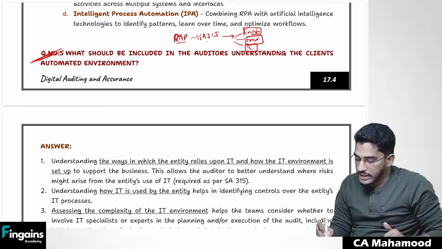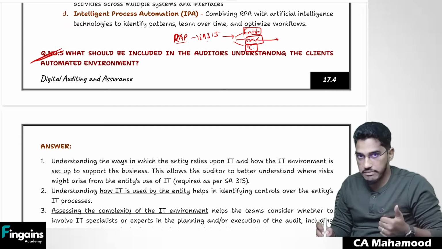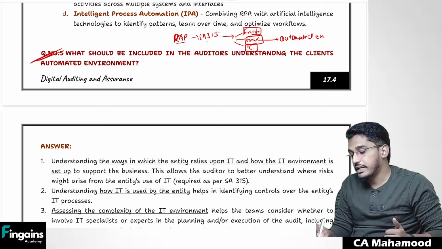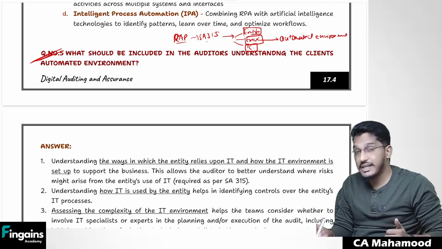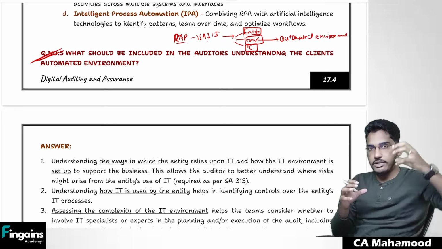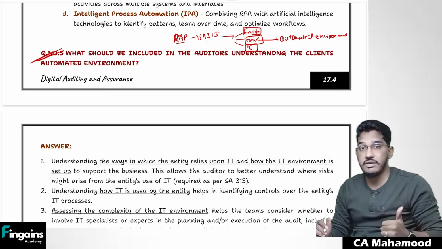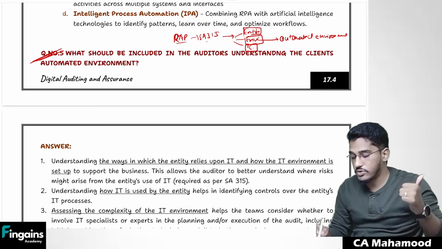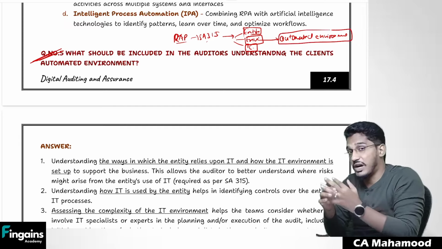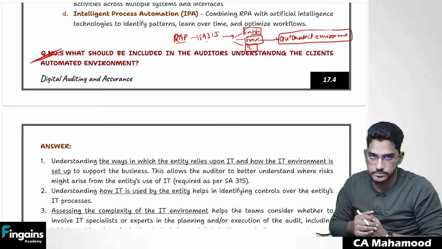And when I say I need to obtain an understanding of the client's environment, it includes the automated environment also. It even includes understanding the client's automated environment. Environment means in which kind of industry it is operating, and what kind of laws and regulations are applicable for your client. In addition, if you read SA 315 deeper, you will realize that the standard is also asking you to understand the client's automated environment, nothing but the client's digital environment.